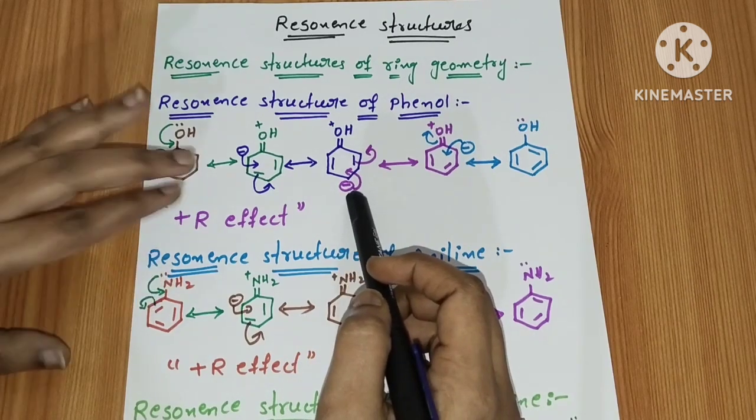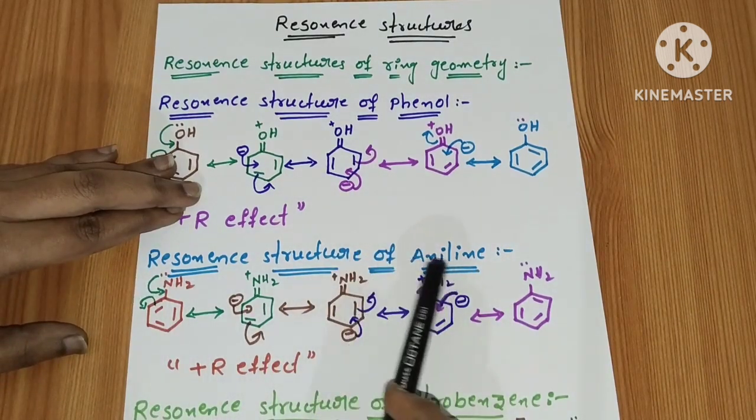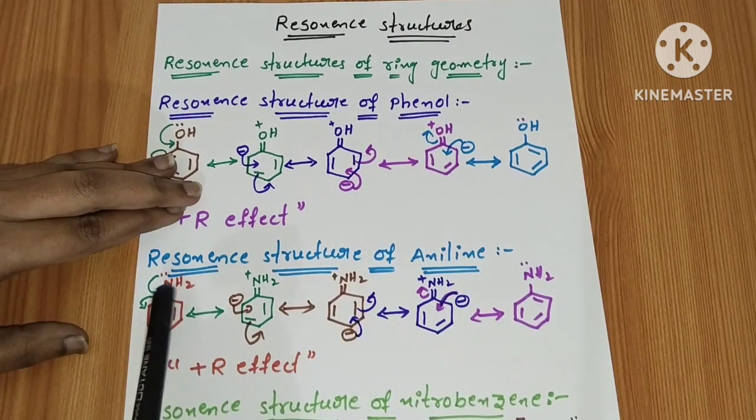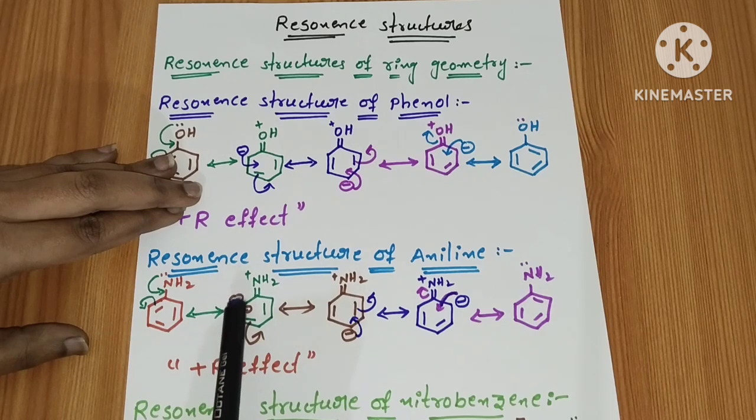Next, we will see the resonance structure of aniline. Here also nitrogen has one lone pair of electrons. So nitrogen donated this lone pair of electrons into the ring. Then nitrogen gets a positive charge and the negative charge appears at the ortho position.